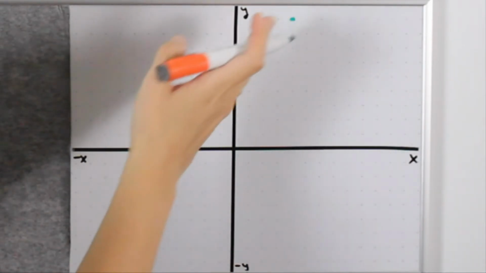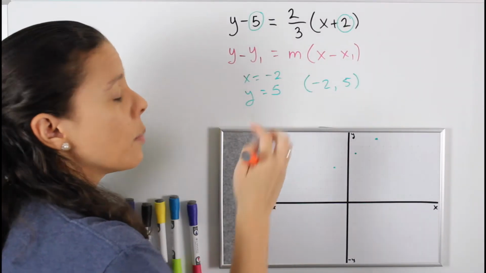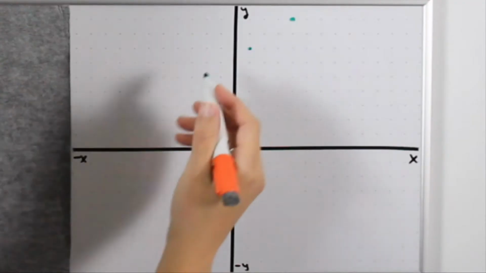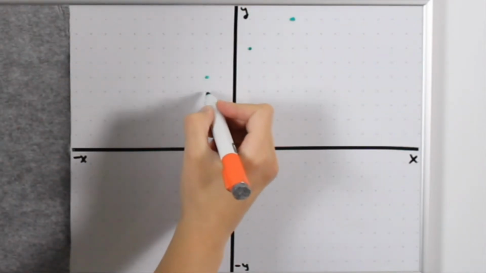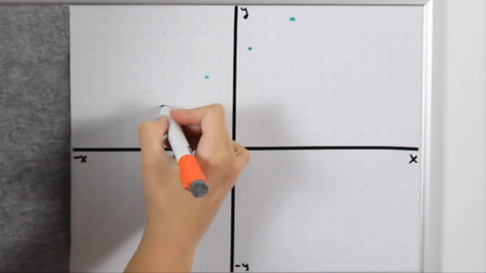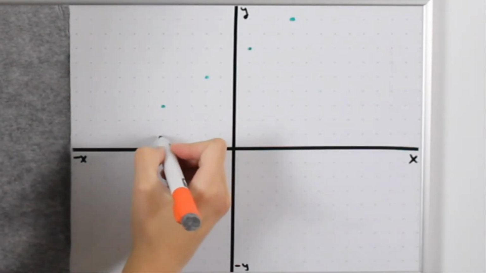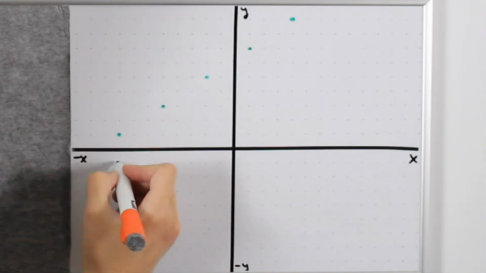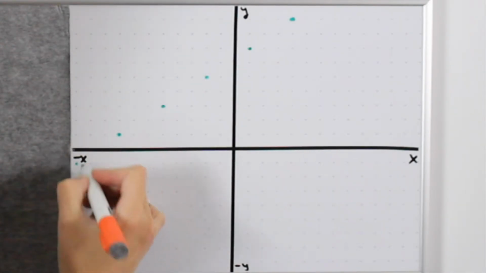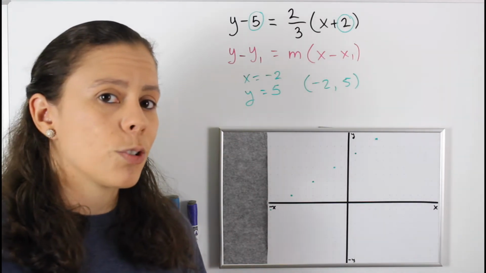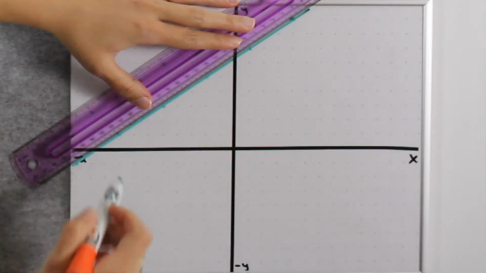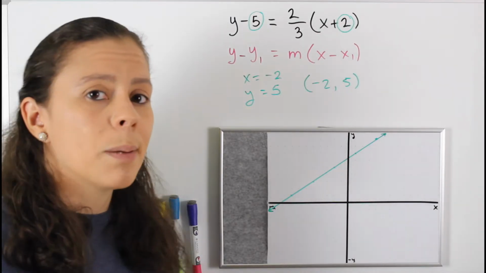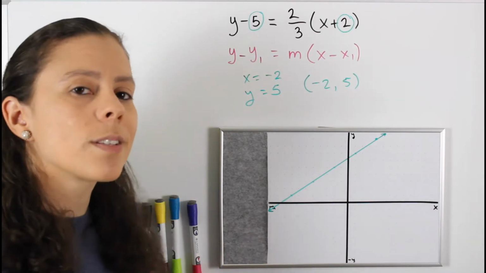Now I ran out of space here, so what I can do then is think of them as both negative, because -2/-3 is also 2/3, right? So I'm just going to go 2 down, 3 to the left, 2 down, 3 to the left, 2 down, 3 to the left, and then we just graph it. Bam, and there you have it. That's how you graph a point-slope form.